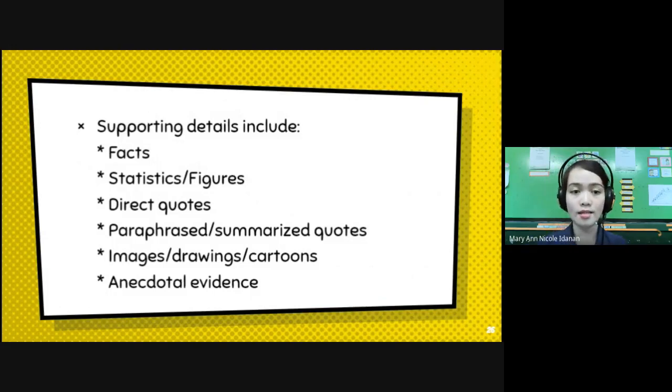It can be like that. Statistics. Next, it can be direct quotes from the persons who are experts in that field. It can also be a paraphrase or summarized quotes instead of just using the direct quotes. But of course, if you are using summarized or paraphrased quotes, it is still important to give the proper citation or proper acknowledgement of who are the persons who quoted or stated those statements.